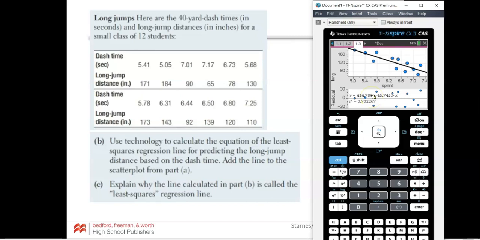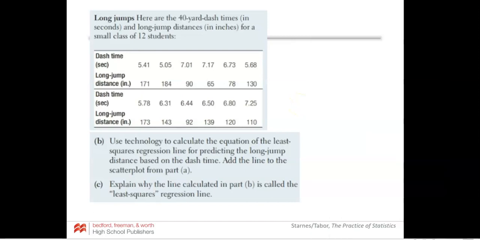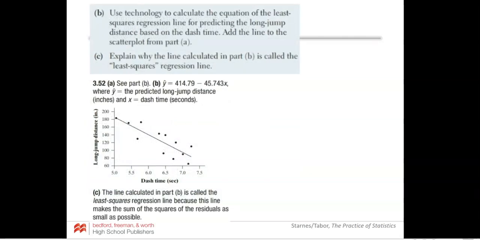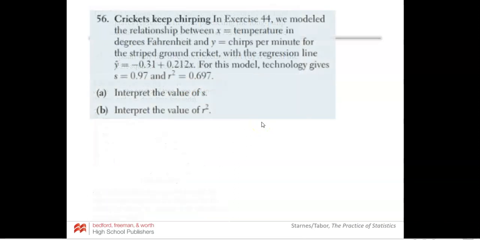Explain why the line calculated in part B is called the least squares regression line. Well, that's kind of what we were talking about, right? Because it minimizes the sum of squares, the regression squares. So let's see what the actual answer is listed here. It says the line calculated in part B is called the least squares regression line because this line makes the sum of the squares of the residuals as small as possible. It minimizes that sum. And again, I would not have defined these two variables. I would actually put long jump distance with a hat over the top in parentheses, and then instead of x, I would put dash time or sprint time in parentheses. So that'd be easier to do.